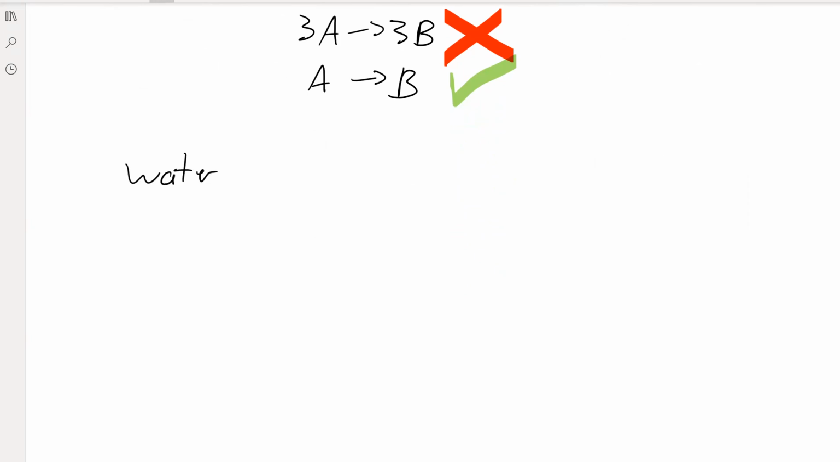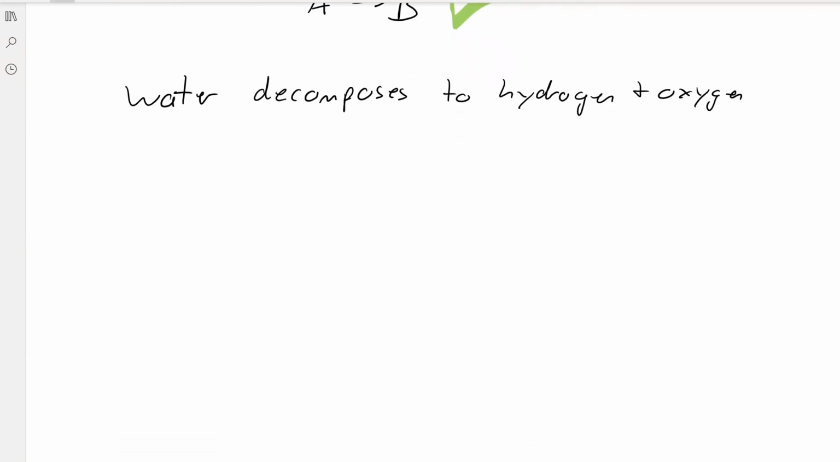So we're going to start off with a simple one. Water decomposes to hydrogen and oxygen. So we have to go from our sentence to a chemical equation. The first thing that we have to recognize is that water is H2O. That is definitely something that you should know. If you don't know that water is H2O, now you do, and you should be good there for a while.